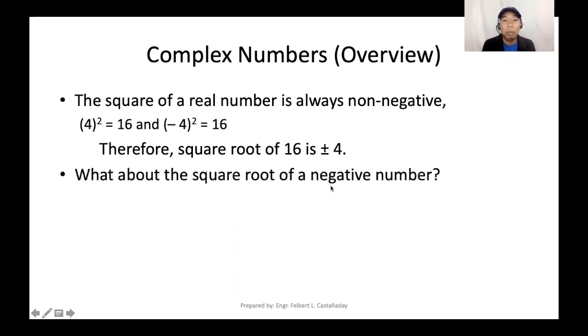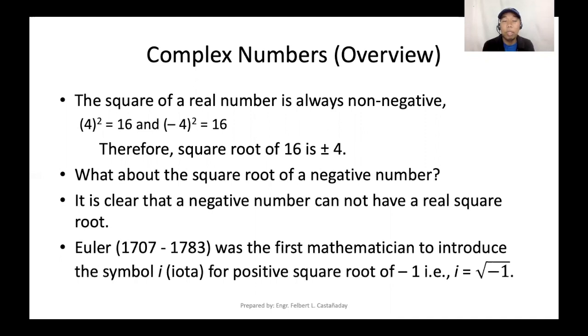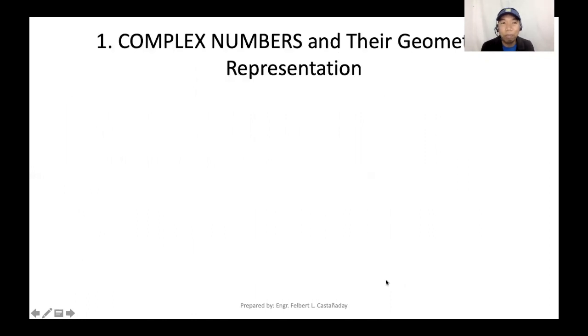Now, what about the square root of a negative number? It is clear that a negative number cannot have a real square root. So we need to extend the system of real numbers into a system in which we can find the square root of negative numbers. Euler was the first mathematician to introduce the symbol i for the positive square root of -1.